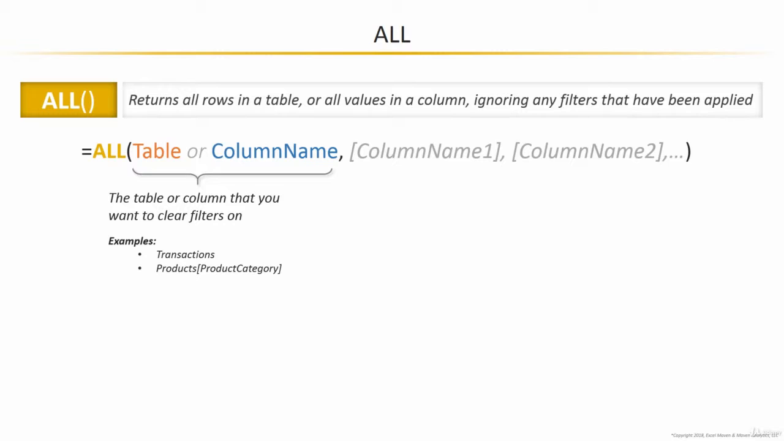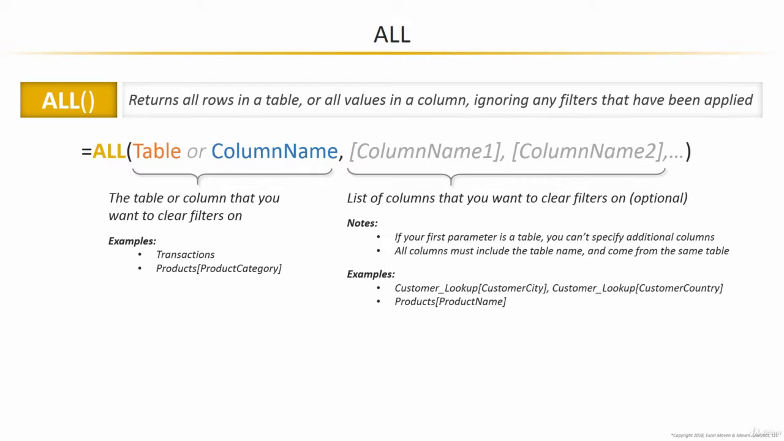Now, the second optional set of parameters or arguments here are column names. So if you've selected a column in your first argument as opposed to a table, you do have the option to list additional columns here that you'd like to clear filters on. The catch is that all of these columns must be fully qualified and include the table name, and they must all come from the same table.